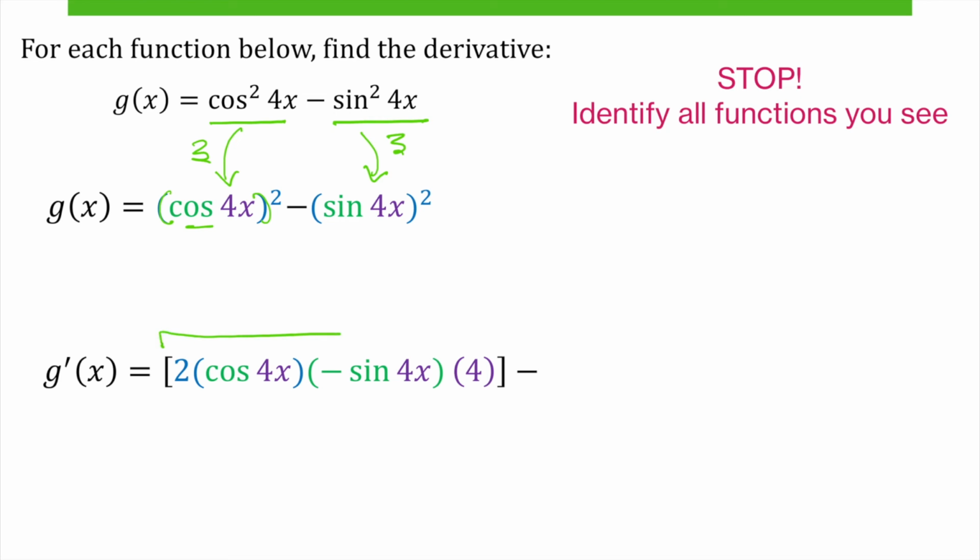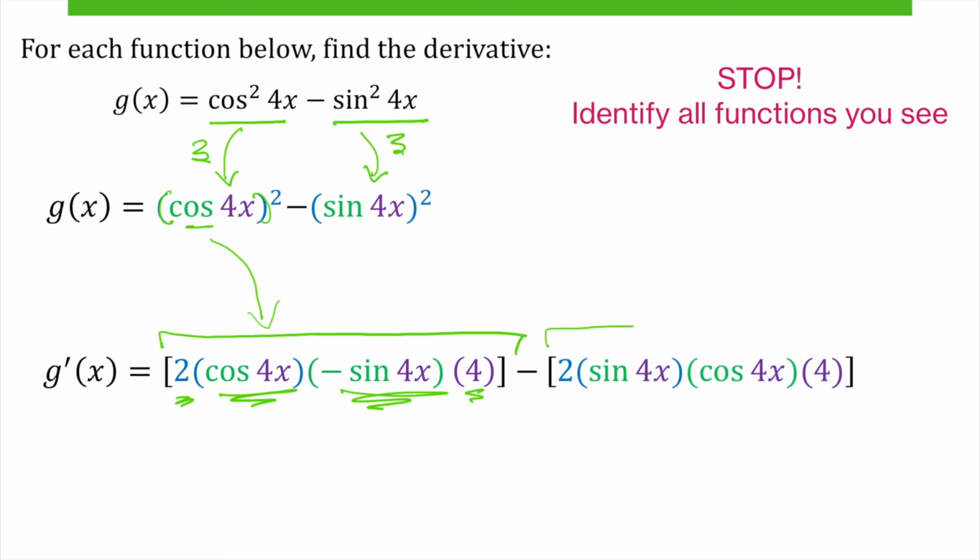So this first part here is the derivative of cosine squared 4x. Derivative of the outside function, bring the 2 forward, keep the inside the same. Then the derivative of cosine is negative sine, and the derivative of 4x is 4. And then sine is going to look pretty similar. The derivative of sine squared 4x, we've got the exponent coming forward, keeping the inside the same. The derivative of sine is cosine, and the derivative of 4x is 4.